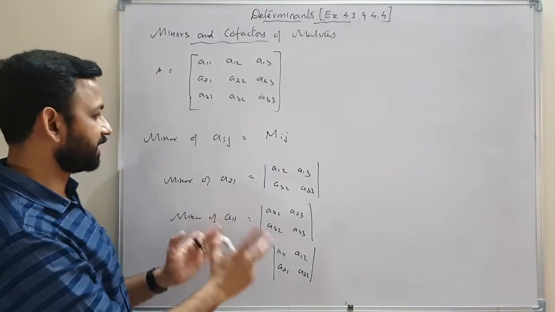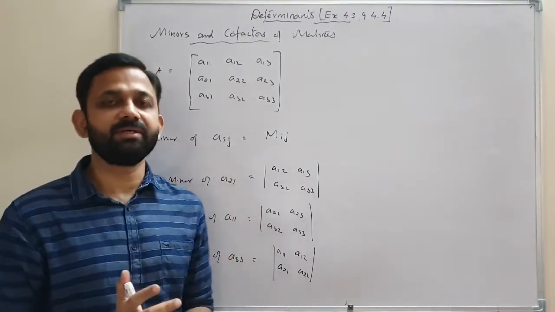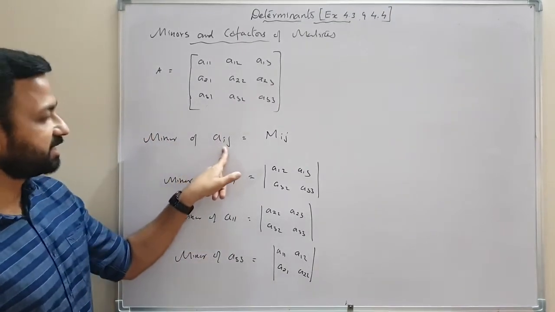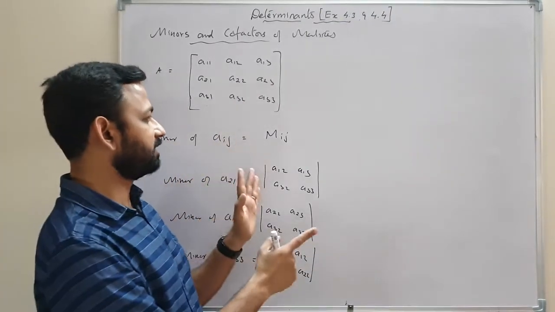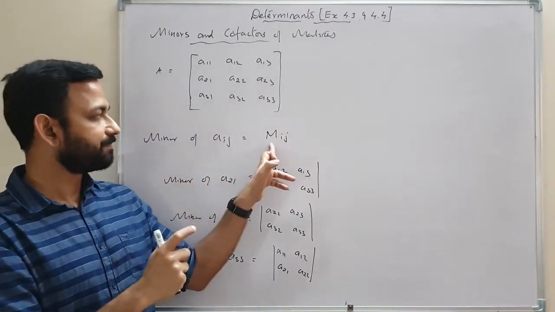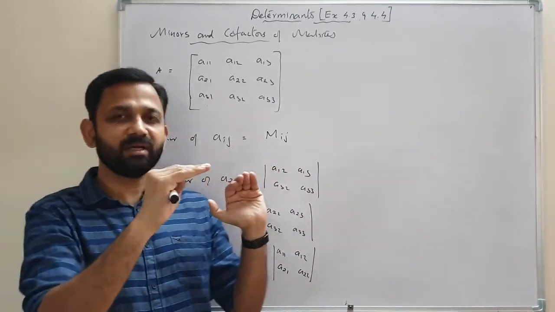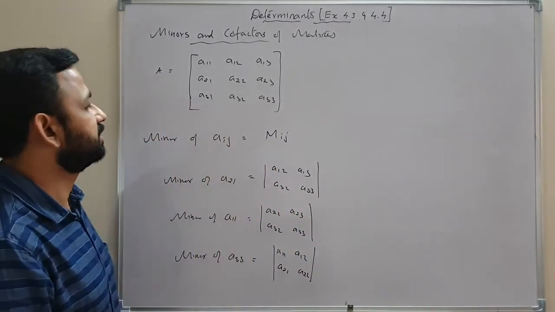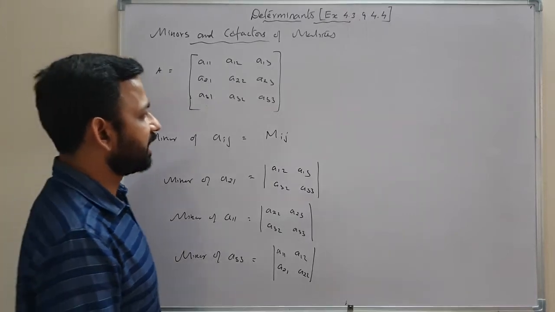So similarly we can find a minor of any element of that matrix. And here the minor of Aij is the determinant obtained by deleting the ith row and jth column, or deleting the corresponding row and column of that particular element. Then we will get this one.